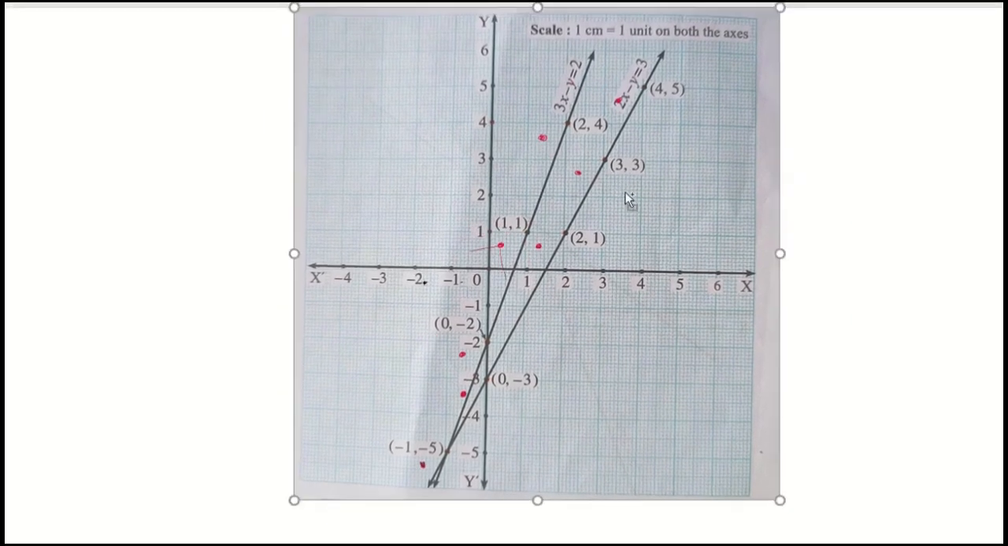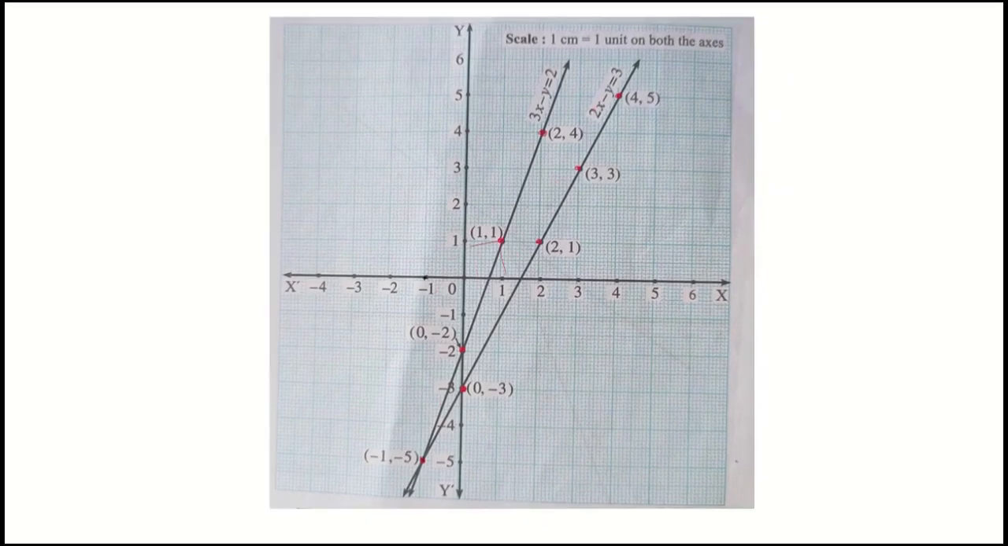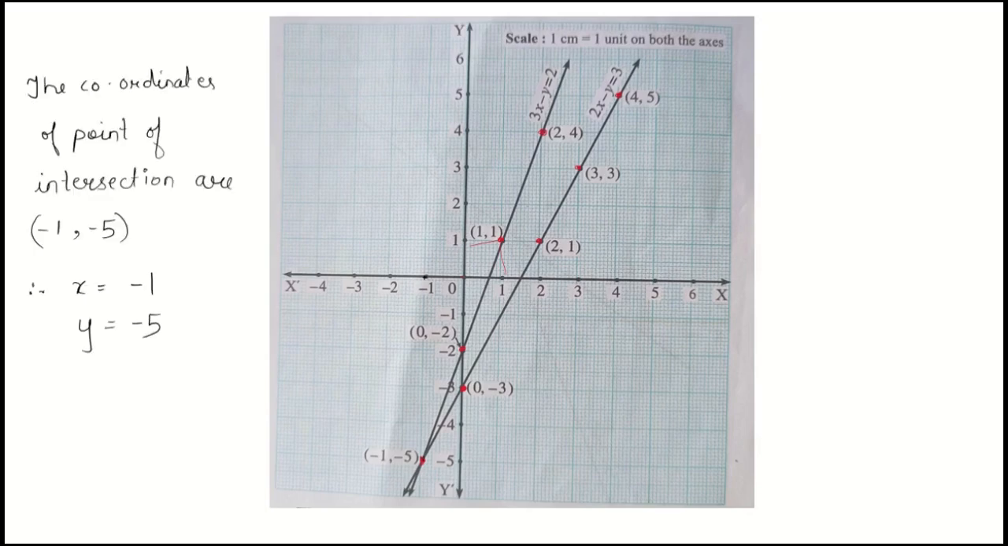Here, when we draw these two lines, these lines meet at a single point, which is minus 1, comma minus 5. So the coordinates of the point of intersection are minus 1 and minus 5. Therefore, x is equal to minus 1 and y is equal to minus 5 is the solution.